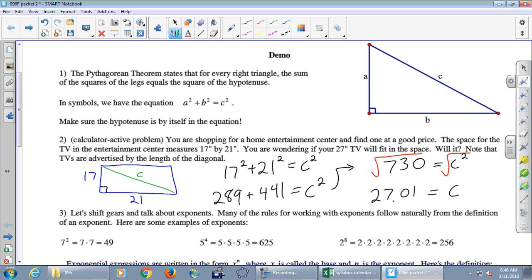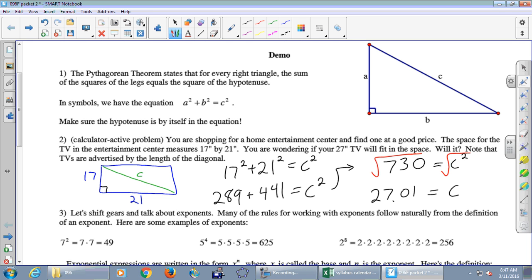That's the available space. Will our 27-inch TV fit? Just barely. You might need to grease it a little bit to get it in there, but we have, in theory, just enough space to get that 27-inch TV in there. Okay, Leslie, is that all right? Questions on the Pythagorean theorem?